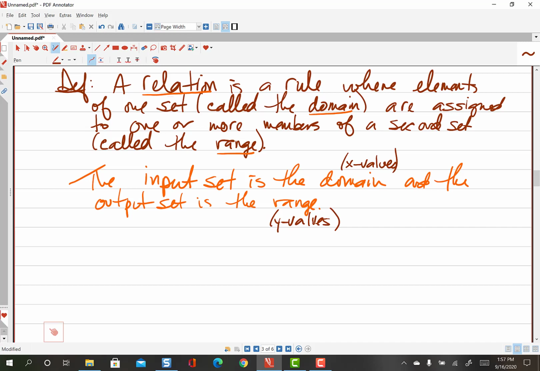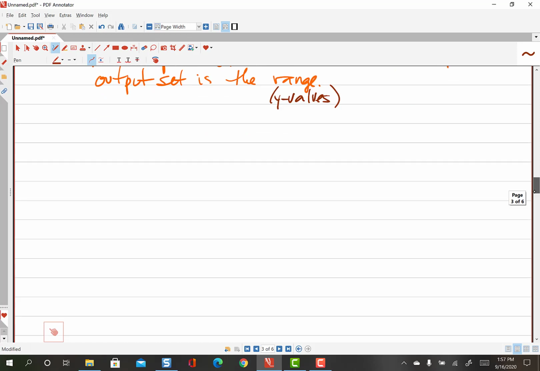Okay, now, when you're talking about a relation, and I'll be perfectly honest, most of the time we're going to be dealing with functions, but I sometimes like to illustrate a relation with something kind of simple.